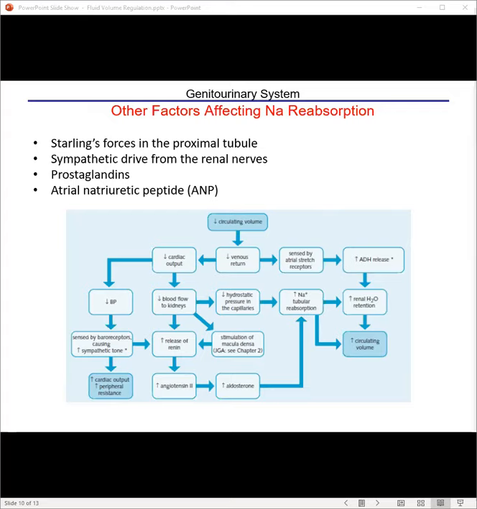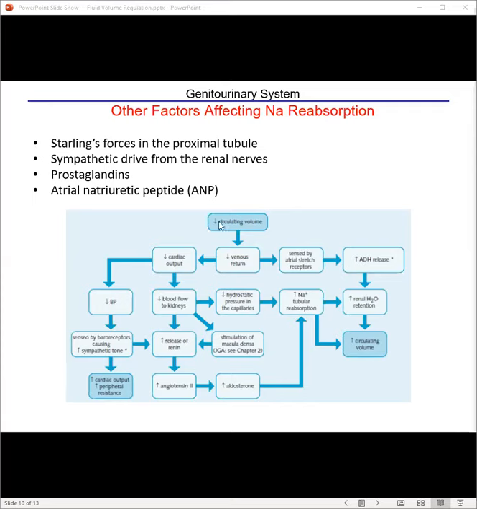Now let's take a look at your sympathetic drive naman. Sympathetic drive from the renal nerves. The baroreceptors in the arteries. So remember, your arteries have baroreceptors. They measure pressure within the walls of the blood vessels, particularly your arteries. So the arterial baroreceptors will regulate renal sympathetic nerve activity. So for example, a fall in your ECF volume will decrease blood pressure, which is detected by your baroreceptors and will result in an increase in sympathetic activity.